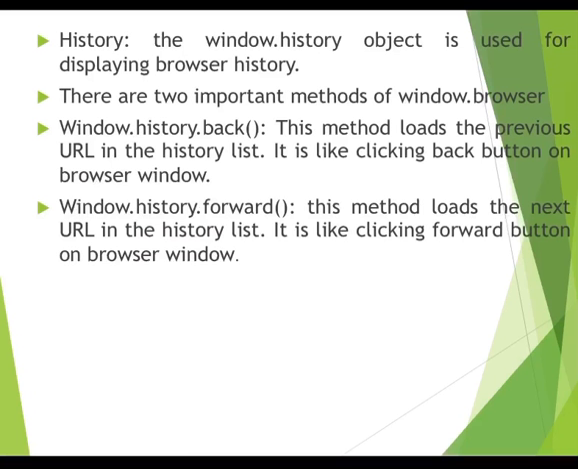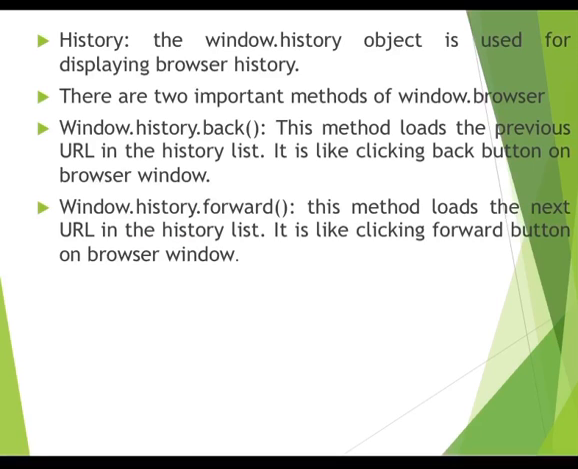Okay, so next topic is the history. So we have done with the location. Now next topic is the history. How to find your browser history, okay. So the window.history object is used to find the browser history, okay. So there are two important methods for finding the browser history. First method is window.history.back, and second method is window.history.forward. It is the same as the back and forward arrow buttons on your web page to move back and to move forward into your web page history, okay.